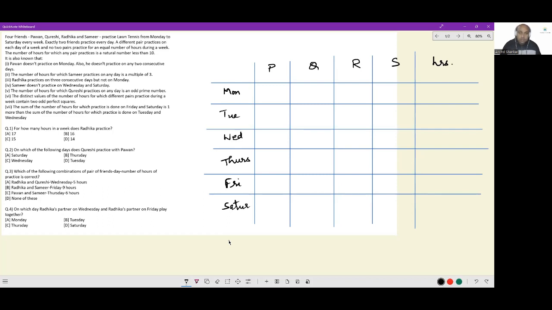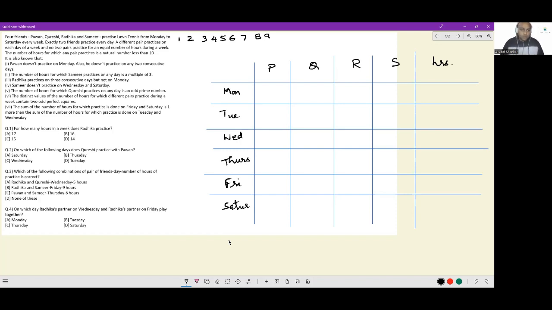One additional thing I will do is, I was told the number of hours for which they practice. There are 9 natural numbers under 10: 1, 2, 3, 4, 5, 6, 7, 8, and 9. So we have to pick 6 numbers out of these and 3 will get rejected.